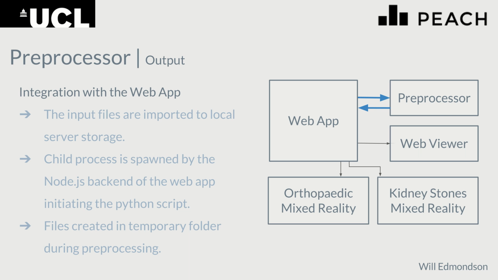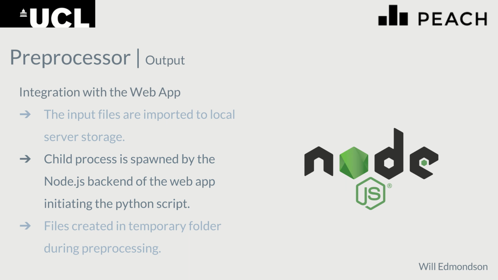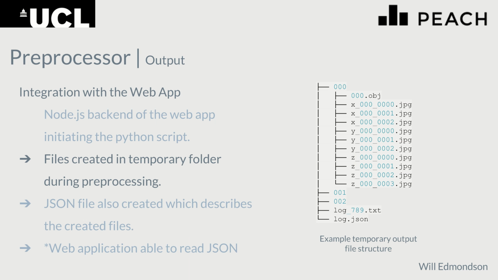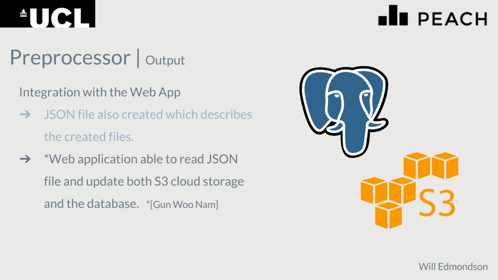Interfacing the preprocessor with the web application. First, the input files are in local storage. A child process is spawned in Node.js to run the preprocessing Python script. Files are created in a temporary folder during this preprocessing, and a JSON log is kept so that the created files can be uploaded to the blob storage and the database.